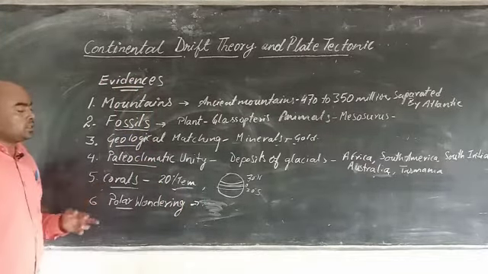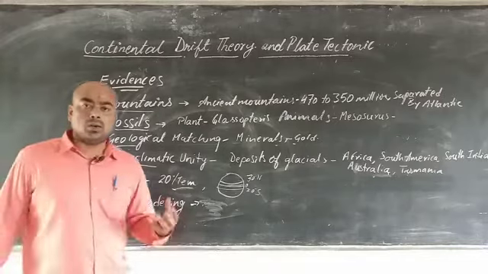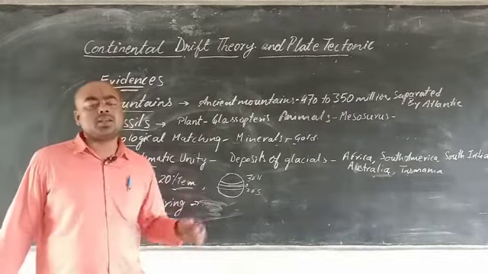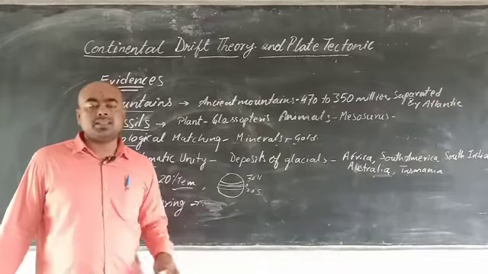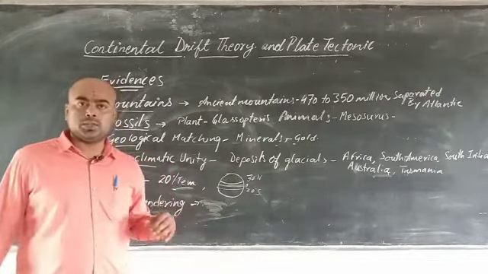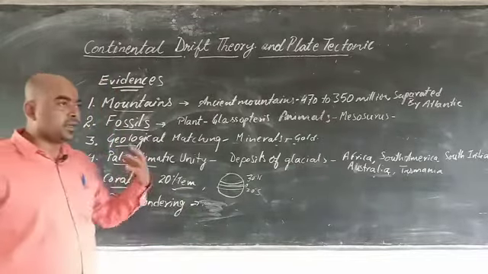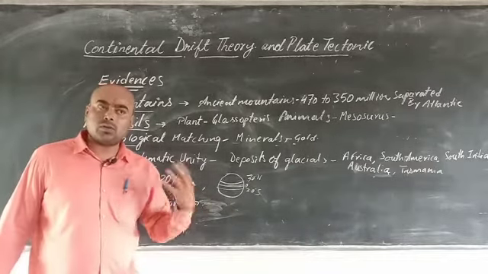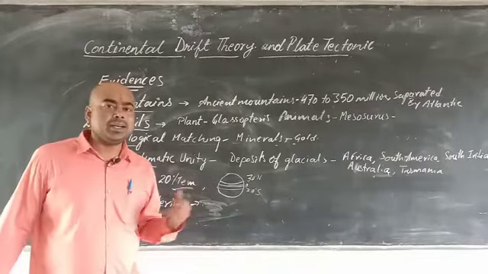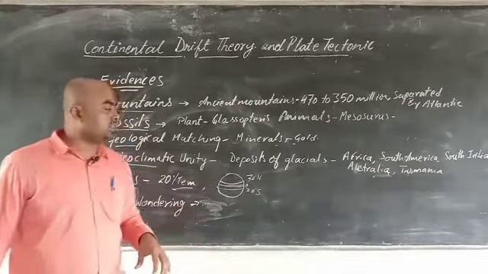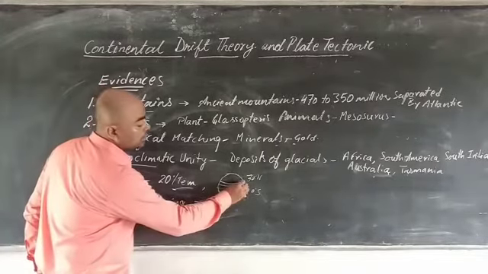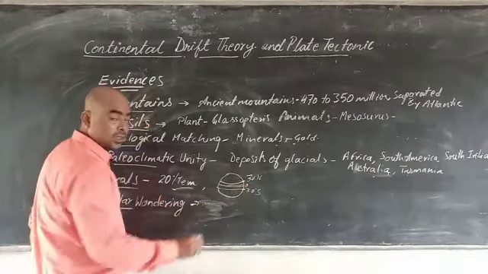Fifth one is corals. As you know, what are corals? Corals are the decayed parts of marine animals, deposits of their skeletons, which are converted into corals. The temperature they require is 20 degrees Celsius. The formation of corals requires the temperature of 20 degrees Celsius. But most of the corals are found between 30 degrees north to 30 degrees south latitude.